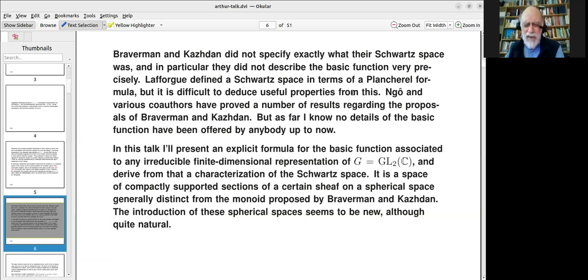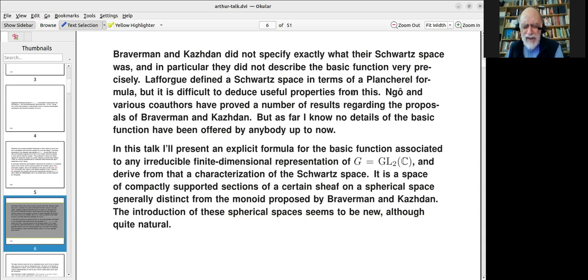And Ngo and various co-authors since have proved a number of results regarding the propositions of Braverman and Kazhdan, but remarkably enough, they don't actually tell you what the basic function is nor exactly what their Schwartz space is. So I'm not sure exactly what other people know or don't know, but it seems that there are a lot of open questions about that. So in this talk, I'll actually give you an explicit formula for the basic function associated to any irreducible, any finite dimensional representation of GL_2(C), and derive from that a characterization of the Schwartz space.